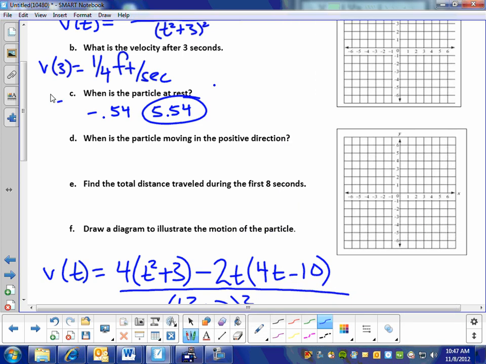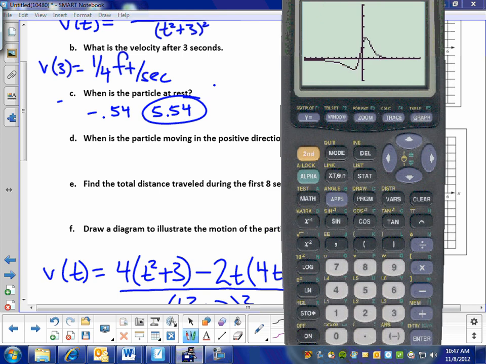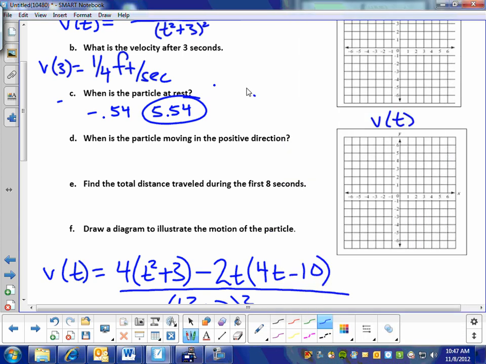Okay, when is the particle moving in the positive direction? Again, if you remember the graph, I'm going to graph the velocity right here. We said that the graph looks something like, we'll pull it up again. You can see that shape, okay? And the shape looks something like this. It jumps up there, and then it comes down, and it kind of flattens out all the way to 5.54, and it goes through. So when is the particle moving in the positive direction?